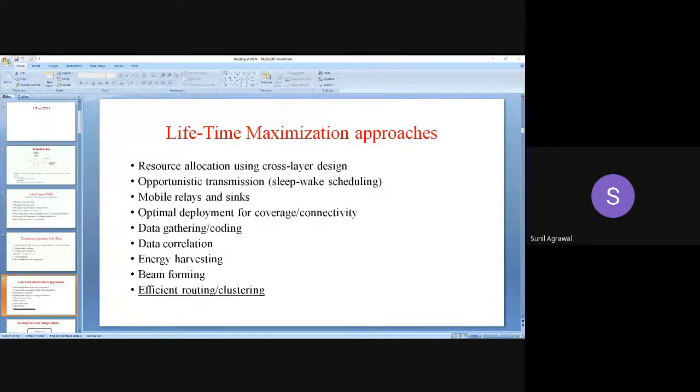So let us resume, continuing with our previous slide. Okay, you can see resource allocation using cross-layer design. So we can say when one layer is working, other layers can be sent in inactive mode so as to save the power. So this is about the first approach.